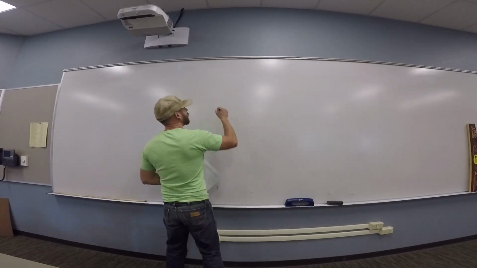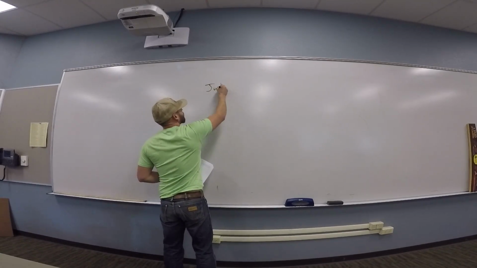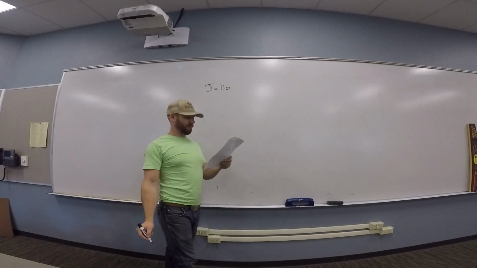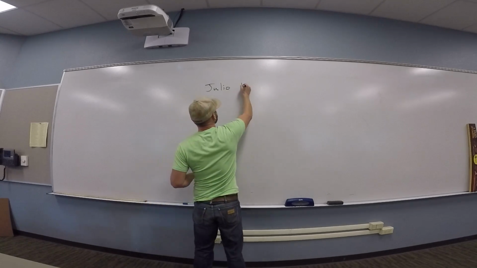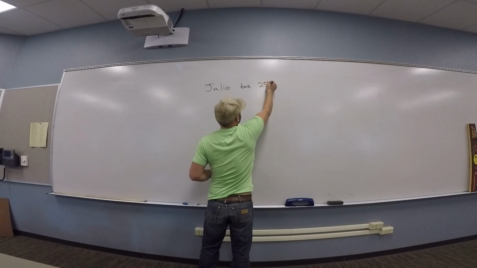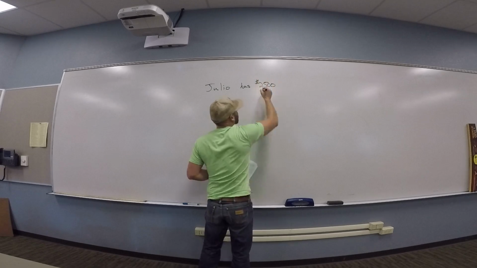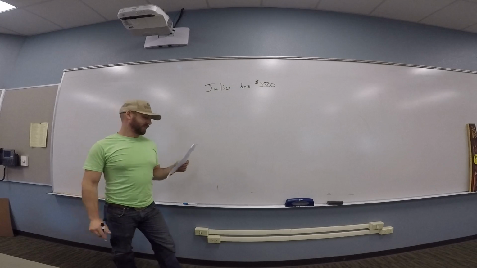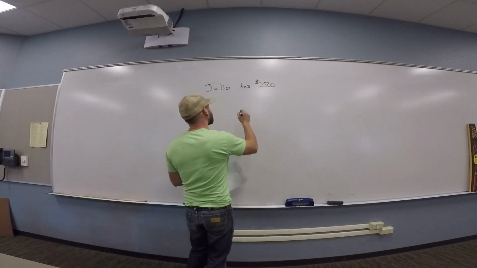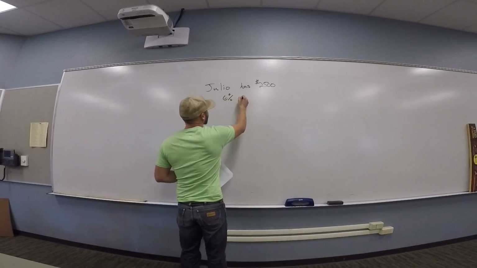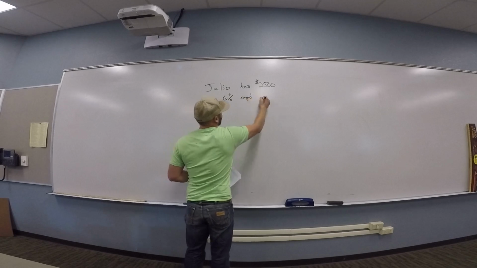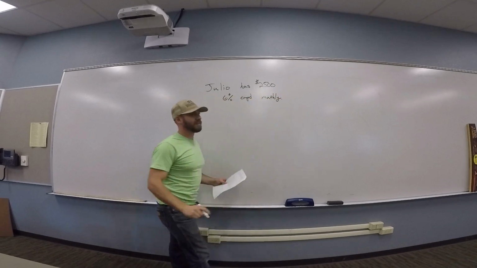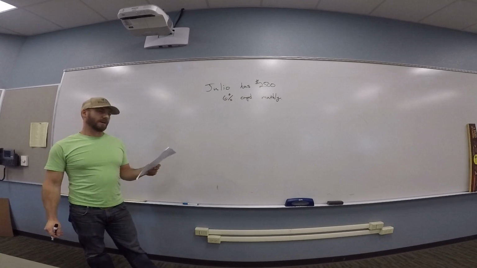Alright, so here's the case. Julio has $2,500, on which he earns 6%, compounded monthly.